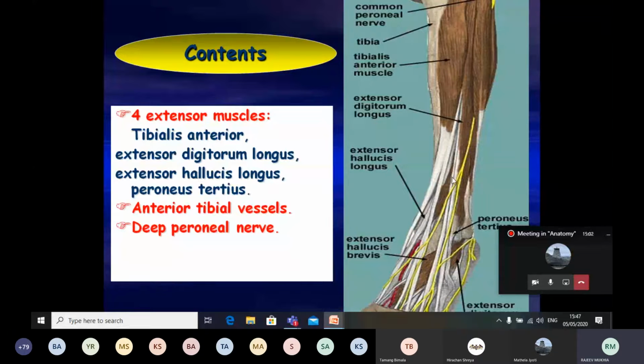There is one blood vessel which will supply all the structures present in the anterior compartment of the leg, that is the anterior tibial vessels. The anterior tibial vessels are one of the terminal branches of the popliteal artery. We will study this later. Then all these structures are innervated by the deep peroneal nerve. Here you can see this structure, this is the deep peroneal nerve. So the deep peroneal nerve will innervate all these muscles present in the anterior compartment of the leg.